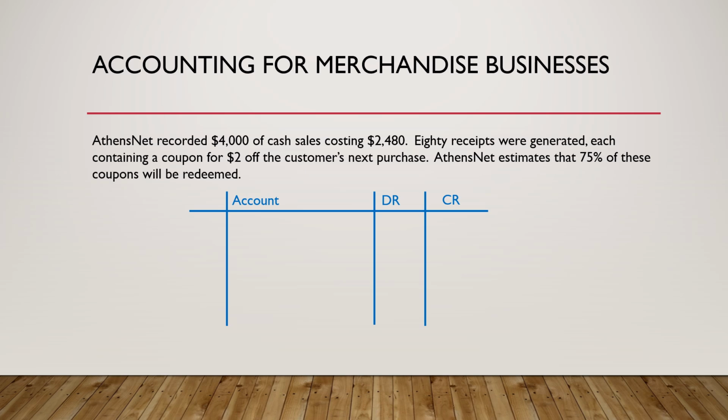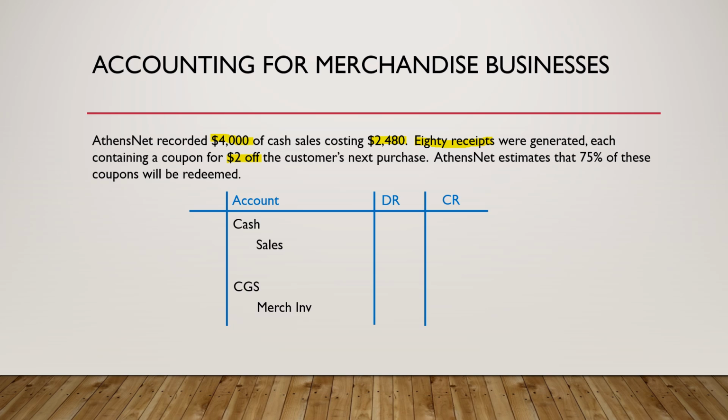How do we account for coupons printed on receipts? AthensNet recorded $4,000 of cash sales costing $2,480. 80 receipts were generated, each containing a coupon for $2 off the customer's next purchase. AthensNet estimates that 75% of these coupons will be redeemed. We'll record our journal entries for these sales almost as usual. Debit cash and CGS, credit sales and merchandise inventory.